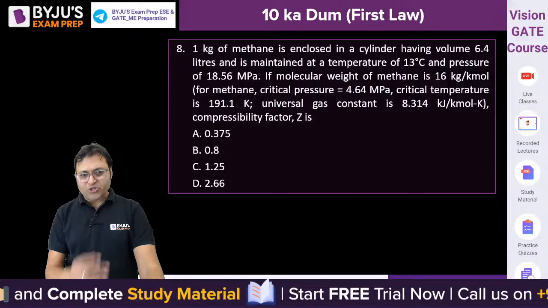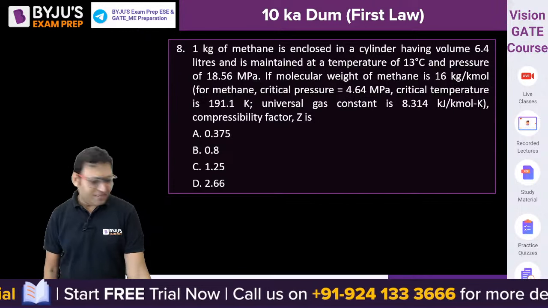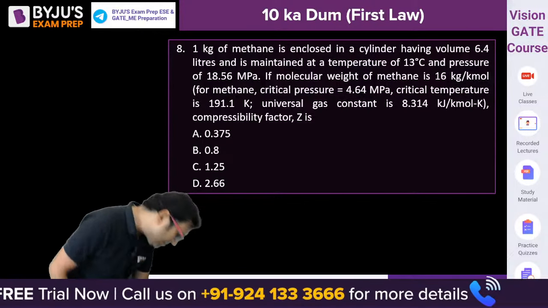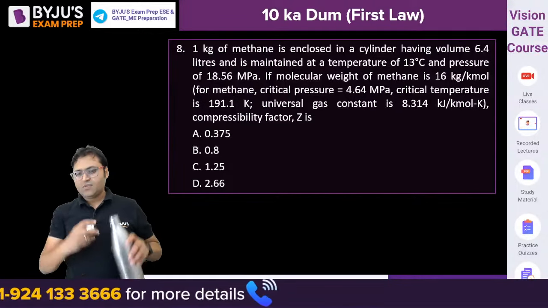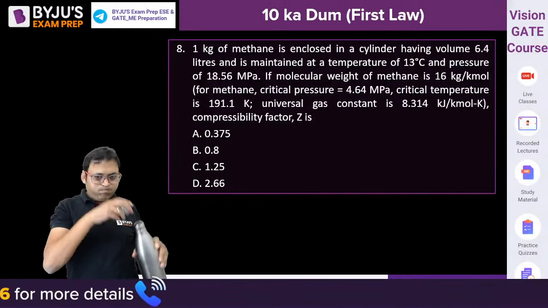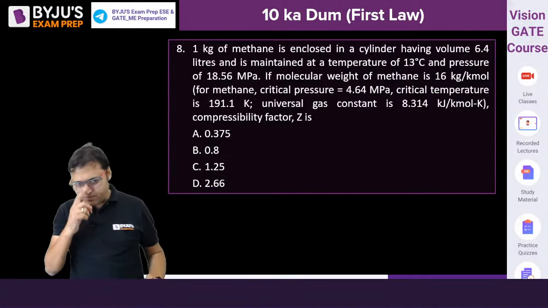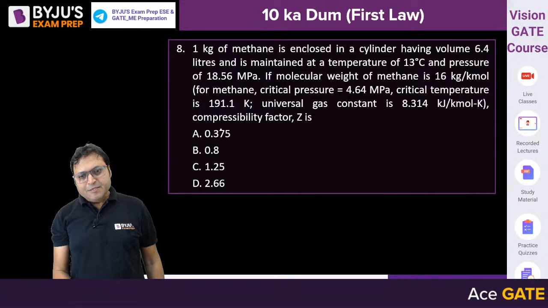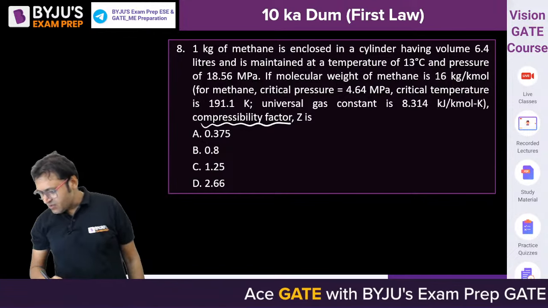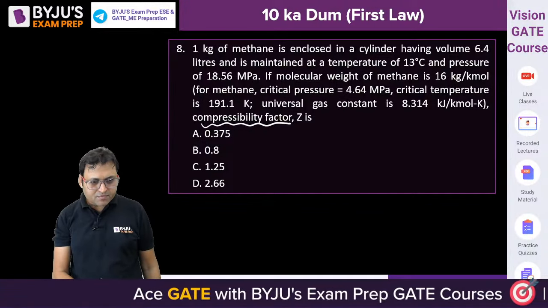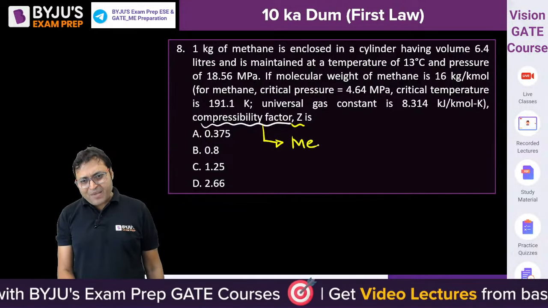Let us move to the next one. Question number 8. It is simple. I want everyone of you to give it a try. The next question is simple. The compressibility factor we need to calculate. We need to calculate the compressibility factor. What is compressibility factor? That is the measure of deviation.